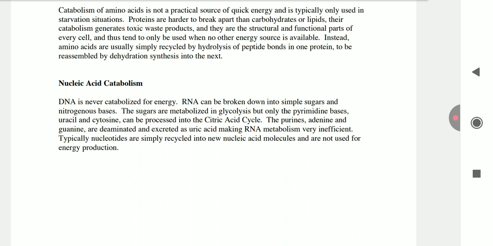deaminated and excreted as uric acid, making RNA metabolism very inefficient. Typically, nucleotides are simply recycled into new nucleic acid molecules and are not used for energy production.